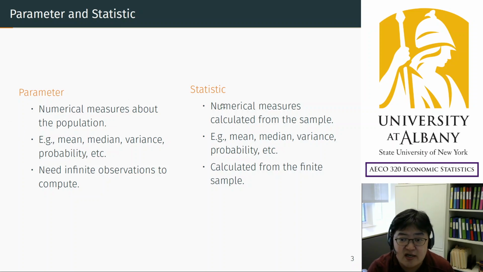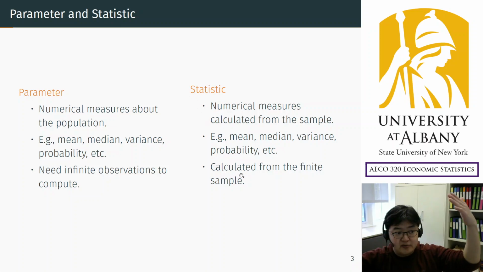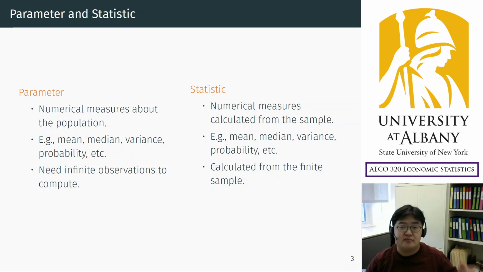But on the other hand, statistic is more clear. You have a sample. A sample is just a number of observations, like an Excel file. An Excel file contains the sample. So you can calculate whatever you want from the data, like mean, median, variance, probability, whatever. It is easy to calculate the statistics. It's easy to imagine how a statistic is calculated, right?